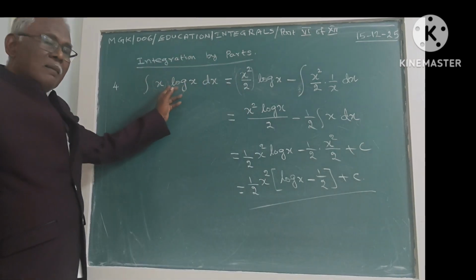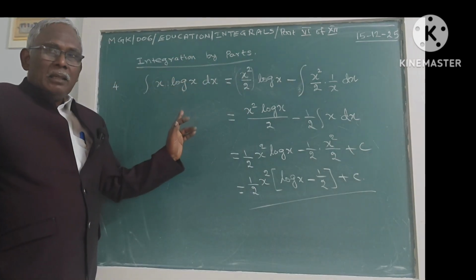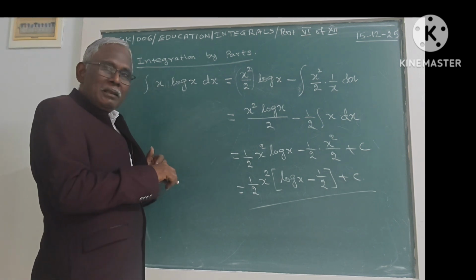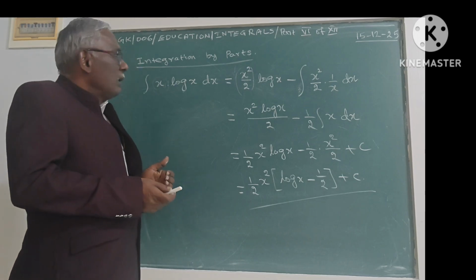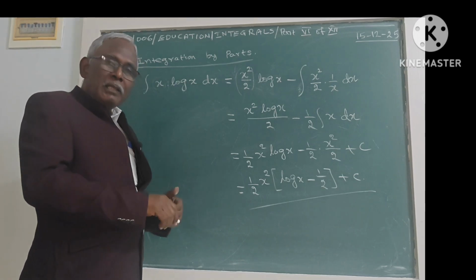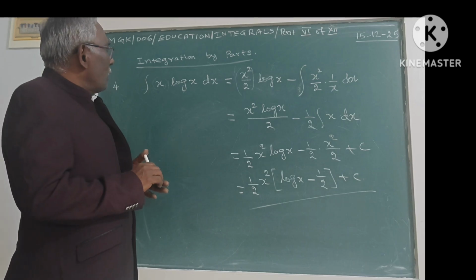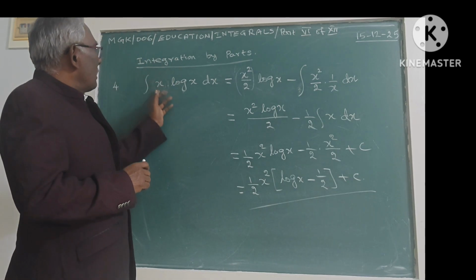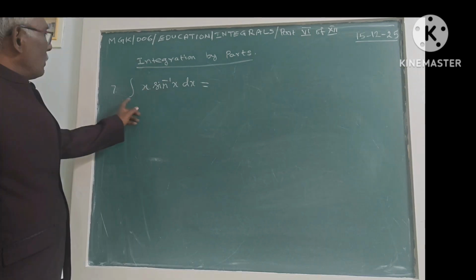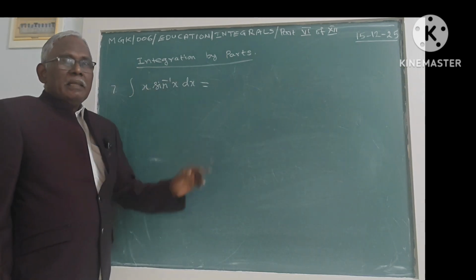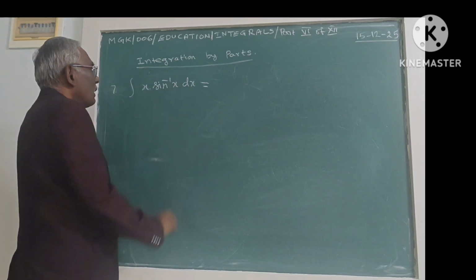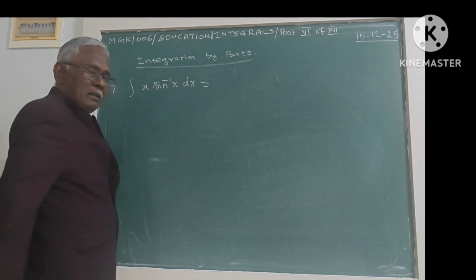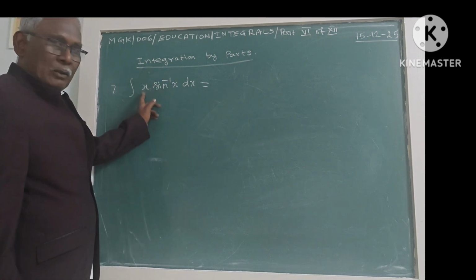In integration by parts, whenever log x or an inverse trigonometric function is coming, those functions we can only differentiate. We cannot integrate log x or inverse trigonometric functions, so we can only differentiate them. That means the other function, x, we have to integrate. To integrate x sin inverse x dx, you have to find the value of this integral. We cannot integrate sin inverse x, so we have to integrate x only.